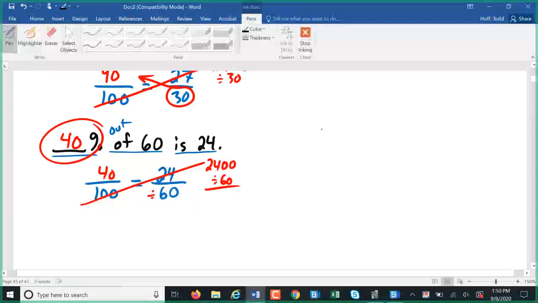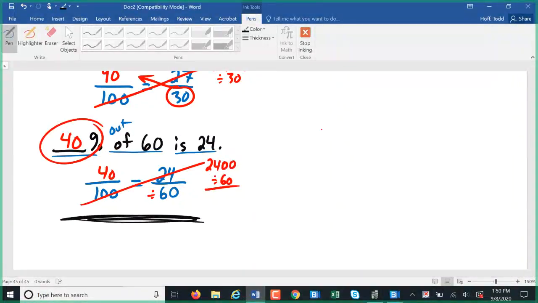I'm a big supporter, a big fan of the proportion method, because the only challenge is getting the numbers in the proportion in the correct spot. Once they're in there, the calculation is always the same. Cross, multiply, and divide.